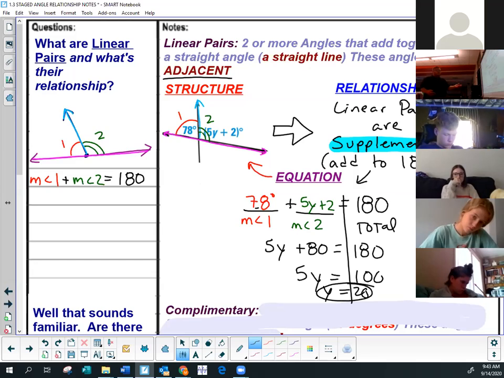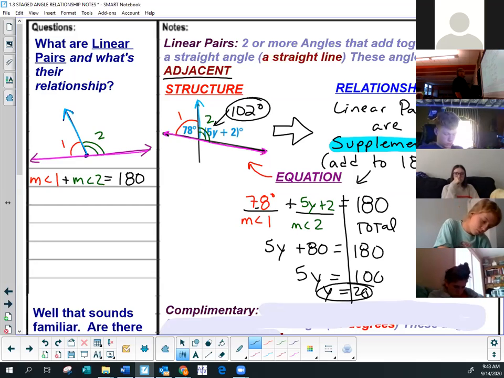Now, of course, 20 is not the answer. 20 is just a y value. We'll do a substitution back into our original angle 2 to get our angle 2 value. So let's see, 5 times 20 plus 2 should be 102. Which, let's be honest, we could have predicted from the very beginning.